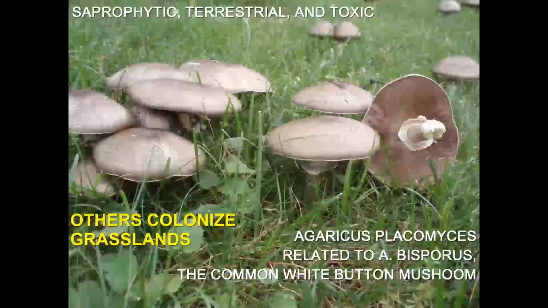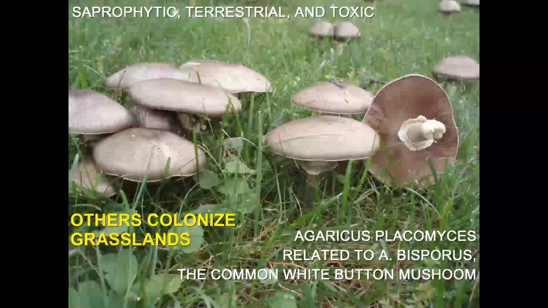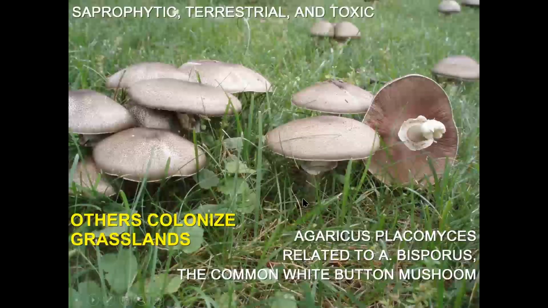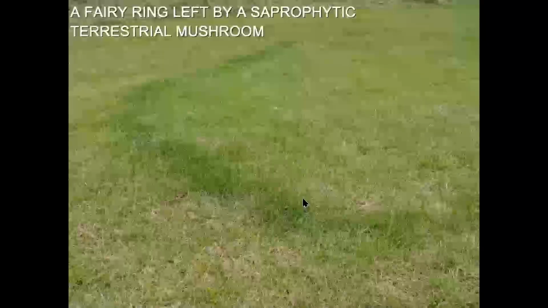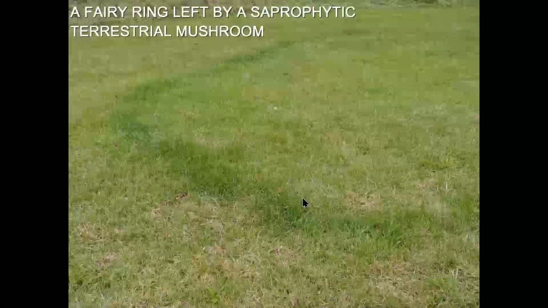Other saprophytic mushrooms are terrestrial, and this one happens to be toxic. Terrestrial means they don't grow on wood, but they grow in grass. So this is Agaricus placomyces. It's related to the common store-bought white mushroom, but it's different. And it grows in grasslands, a place like this.